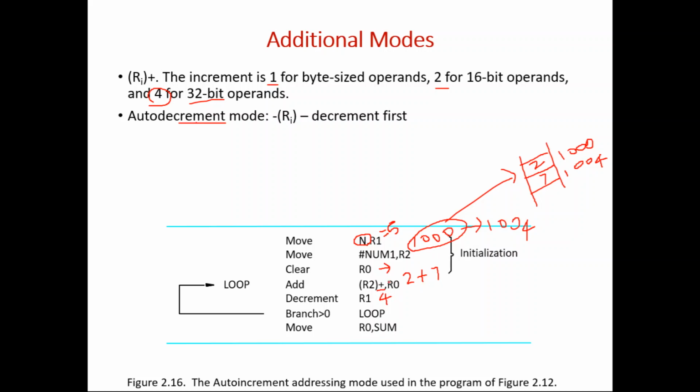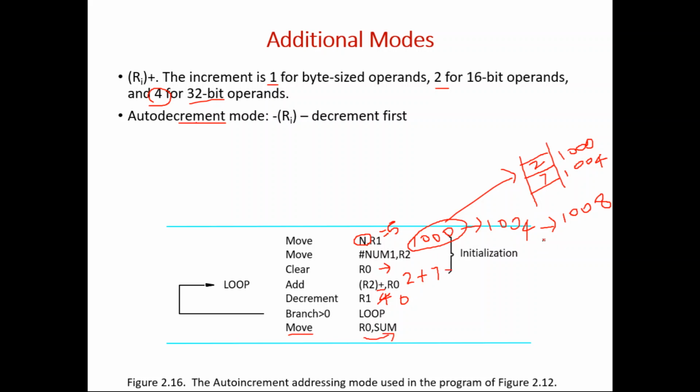After that R2 will increment by 4 because the word size is 4 bytes, so it will become 1008. Once again it checks branch greater than 0. Yes, loop. Like that it will add all the numbers. Finally, after adding all 5 numbers, R1 will become 0 and the branch won't work. Now move R0 comma sum. The final result in R0 is moved to the location sum.